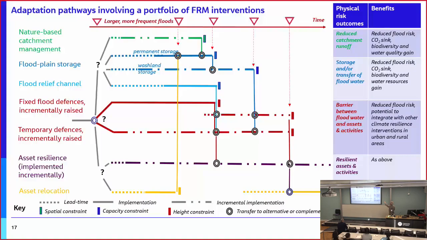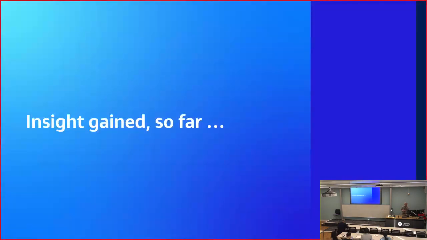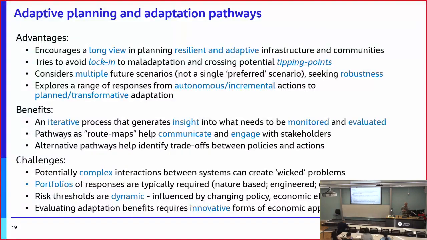But you can look for not only the physical risk outcomes of reducing flood risk and improving resilience, but co-benefits as well. So nature-based solutions are receiving quite a lot of interest at the moment, and one of the reasons for that is the co-benefits of improving biodiversity, improving water quality, and acting as a sink for carbon dioxide. So what sort of insight have we gained so far?